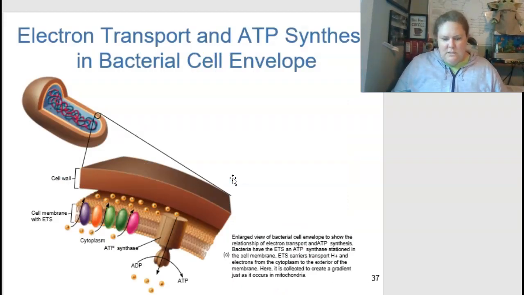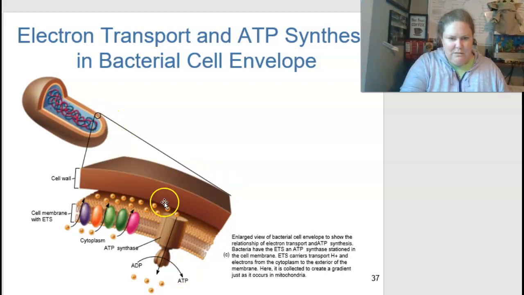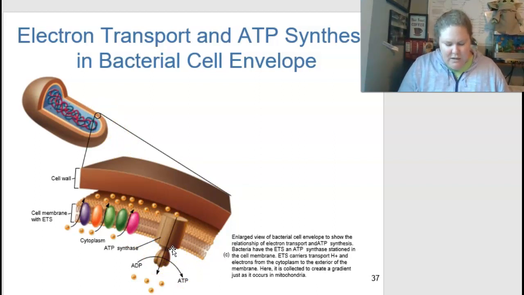All right, so this specifically is figure 8.21, and this is the chemiosmosis in bacteria. And so this is an enlarged view of the bacterial cell envelope to show the relationship of the electron transport chain, where it happens, and ATP synthesis. Okay, so bacteria have the ETS, the electron transport system, carriers and the ATP synthase that are stationed, or they live, in the cell membrane. So they're just, as you can see, it goes across the cell membrane.